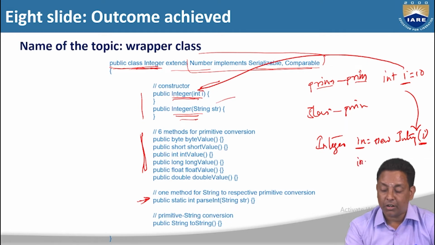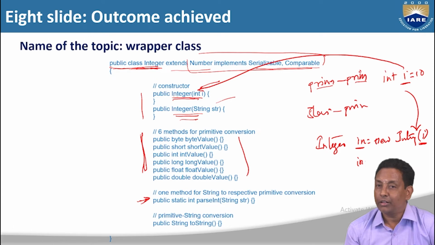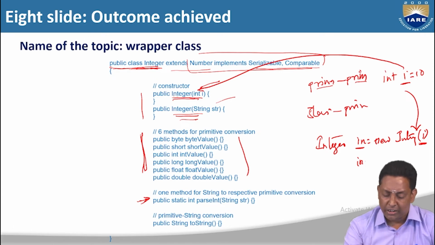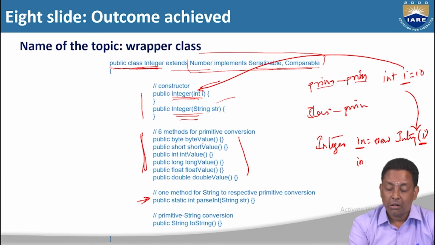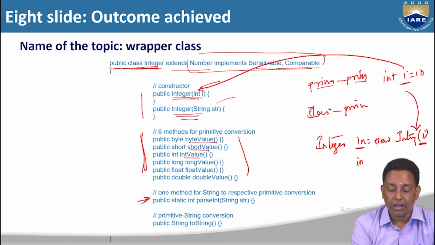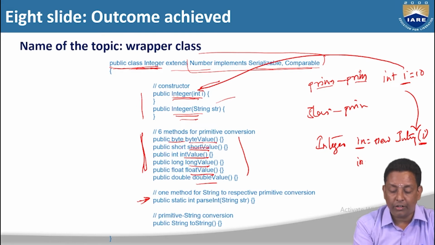Now using the Integer object dot. In the Integer class, 6 non-static methods, which are instance methods, are given. They are byteValue, shortValue, intValue, longValue, floatValue, doubleValue. The byteValue function returns byte. shortValue returns short. The intValue function returns int. longValue returns long. floatValue returns float. doubleValue returns double.